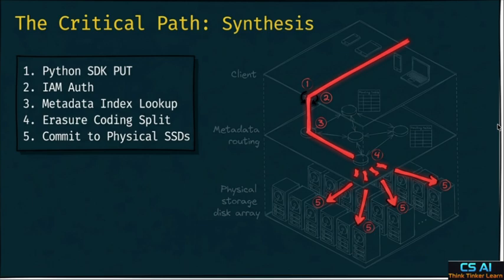Let's synthesize the critical path of a single write. Your SDK fires a put, IAM validates your identity, the metadata index finds an available slot, and the object is split via erasure coding. The fragments are committed to physical SSDs. Understanding this flow helps you diagnose exactly where a request is hanging. Is it an auth delay, an index lookup, or a physical I/O bottleneck?